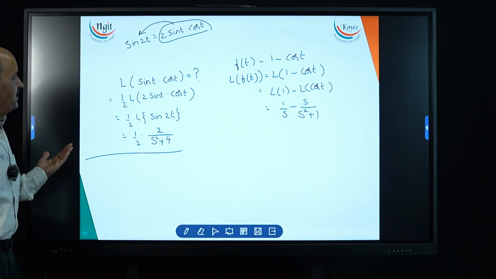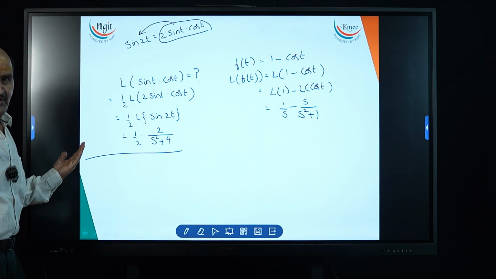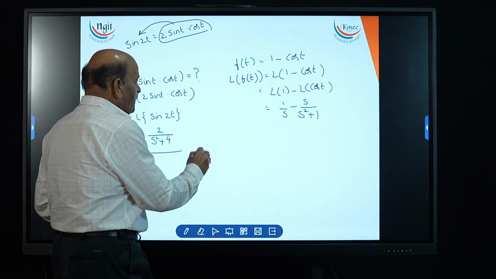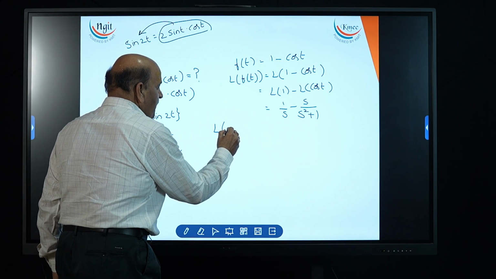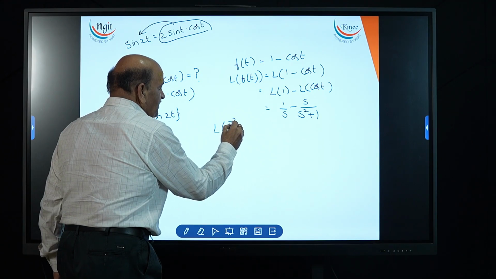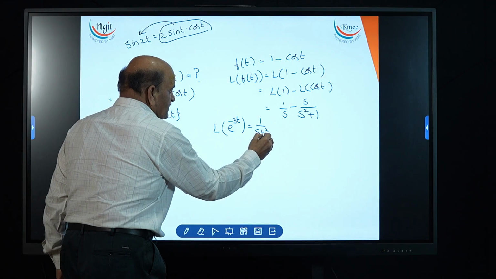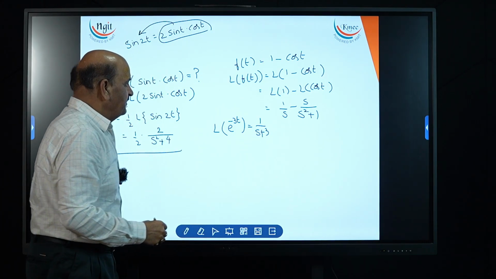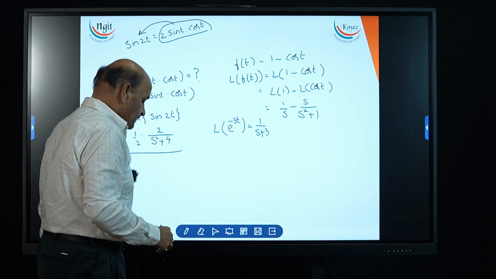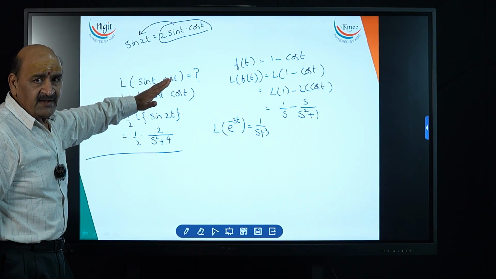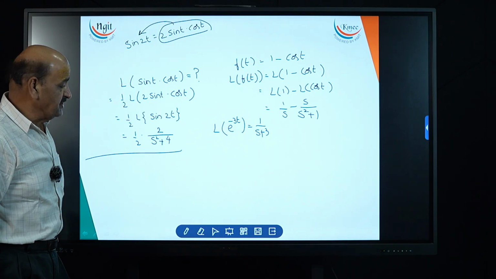you can make any Laplace transforms in your own way. Understanding? Now, what is the Laplace transformation of e power minus 3t? That is 1 by s plus 3. Direct. Got it? Direct. For example, all these are just how we apply the applications of Laplace transformations.